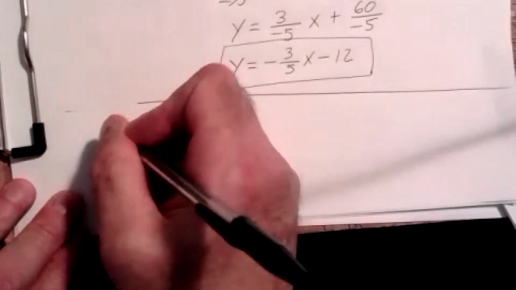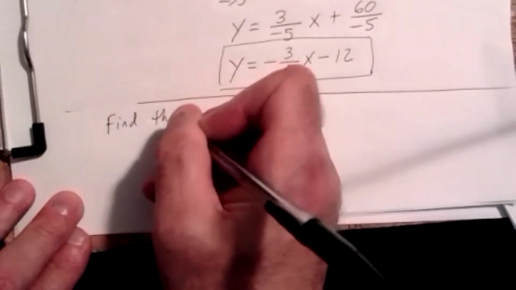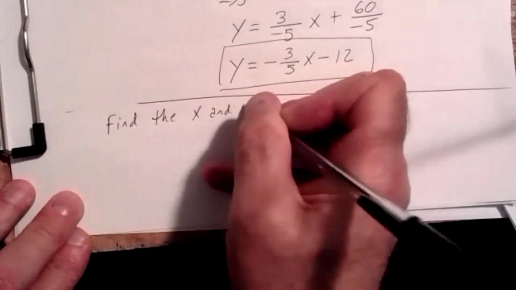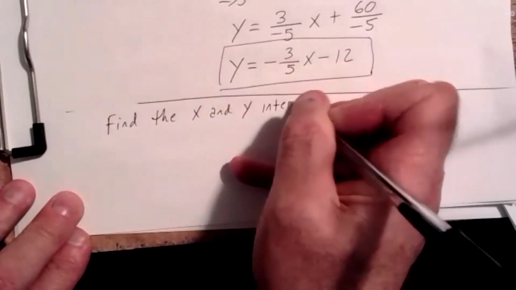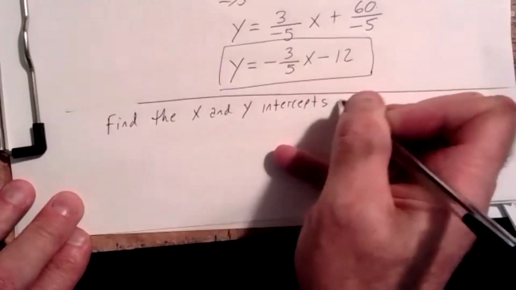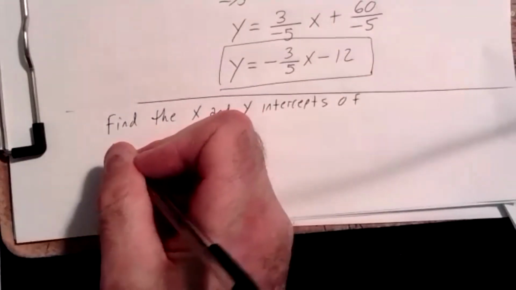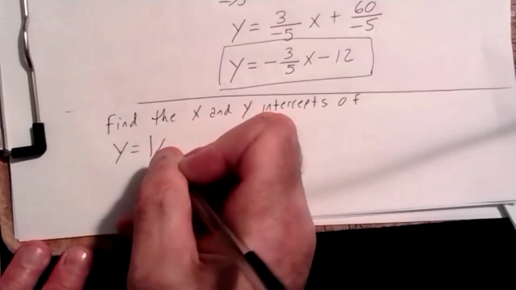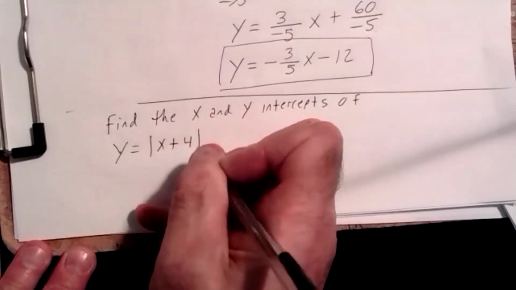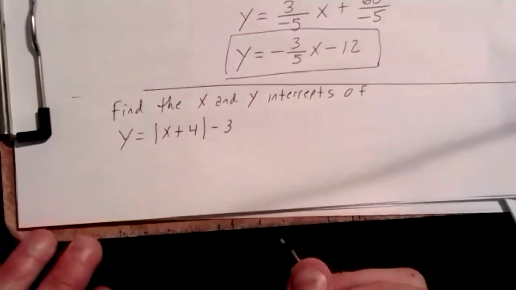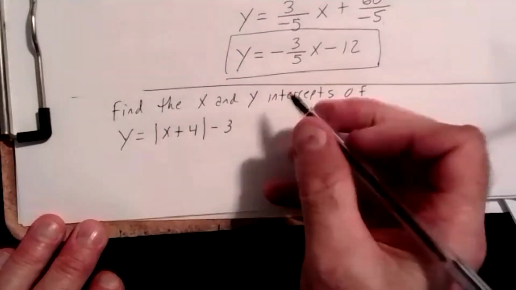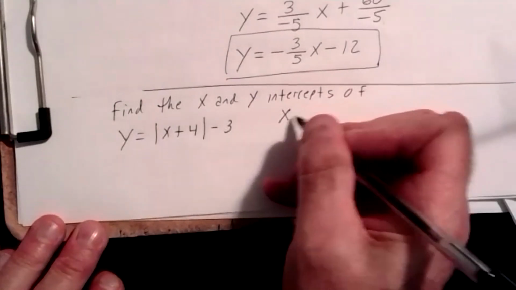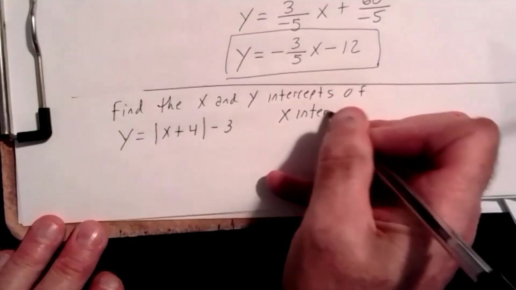Suppose I want to find the x and y intercepts of this equation, y equal to the absolute value of x plus 4 minus 3. How would we find the x and y intercepts? How do we find an x-intercept? We set what equal to 0 to find an x-intercept.